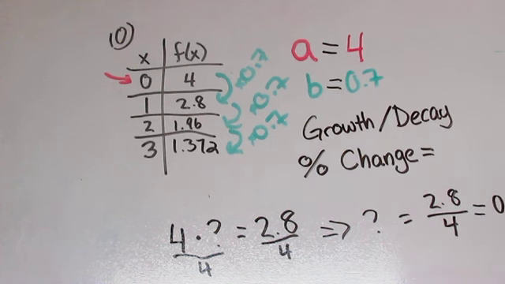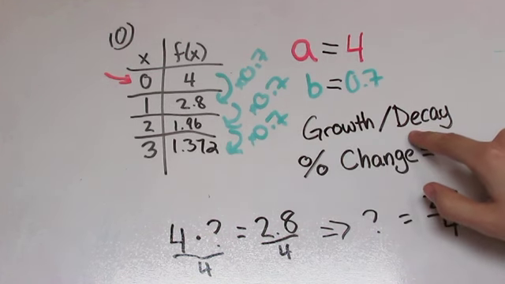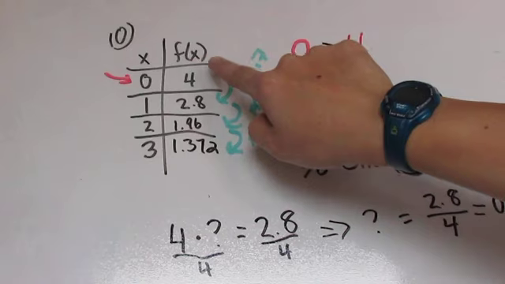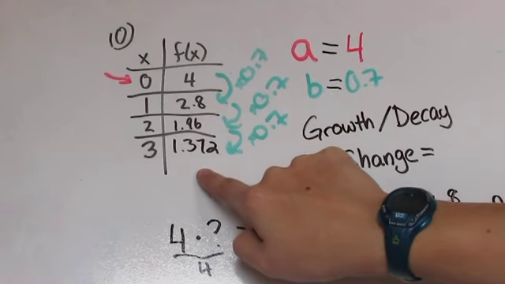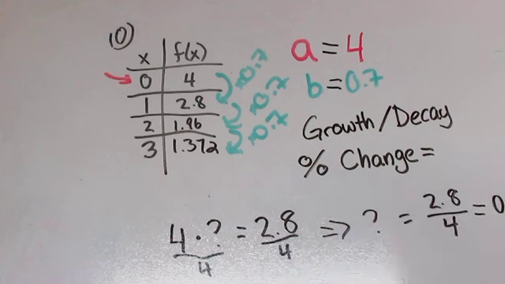The next thing we need to figure out is if this function is representing a growth or a decay. Decay is a fancy word for loss. So I'm thinking about, are my numbers getting bigger? Are they a growth? Or are my numbers getting smaller? Are they a decay? Looking at the table, we can see that the numbers are getting smaller. I started with the number 4, and as I keep going, I get closer to the number 1. So this equation is going to represent decay.